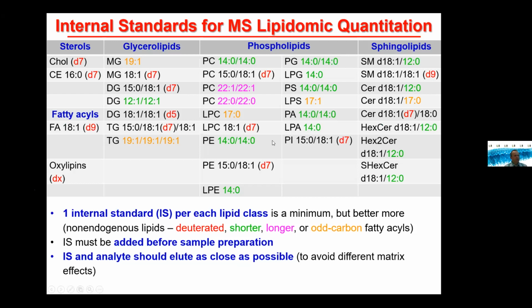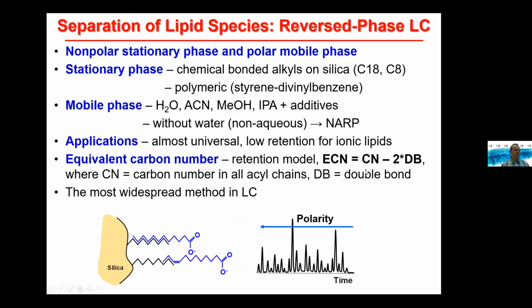And this is just the list of internal standards we are using in our laboratory for lipidomic quantitation of these 5 lipid categories. I'm not going into the details. Basically, we have deuterated, shorter chains, longer chains, and in some cases, odd carbon fatty acyls. The key issue is to verify that these lipids do not occur in your real biological samples. Then you can use them. But of course, isotopically labeled are the best, but also the most expensive.